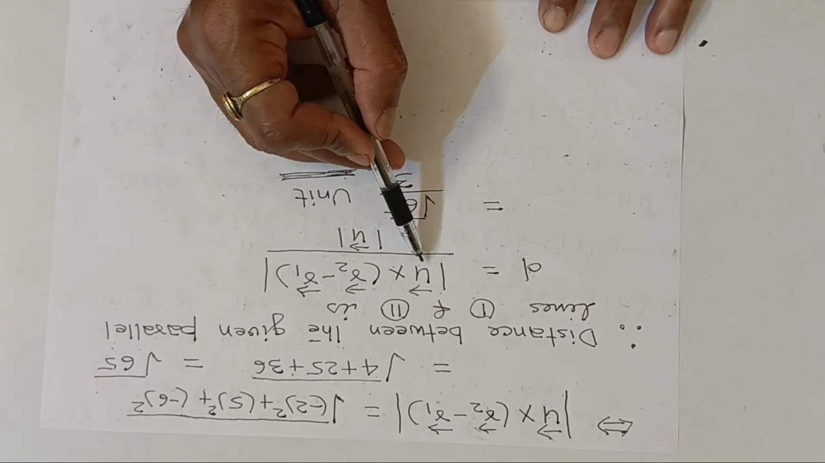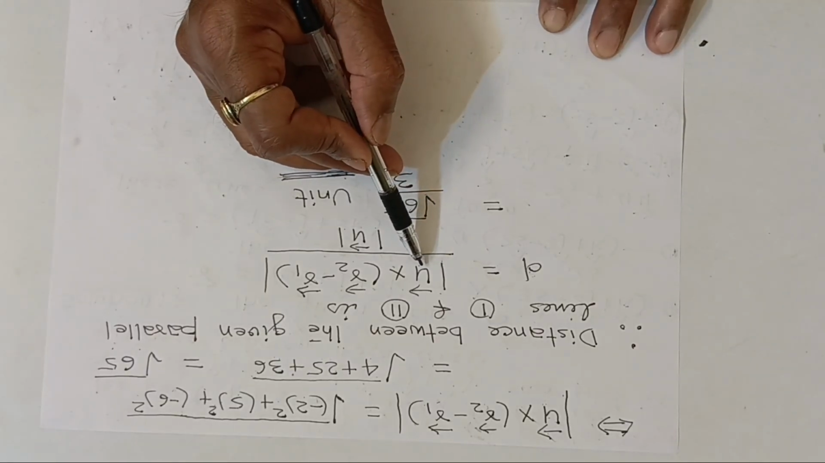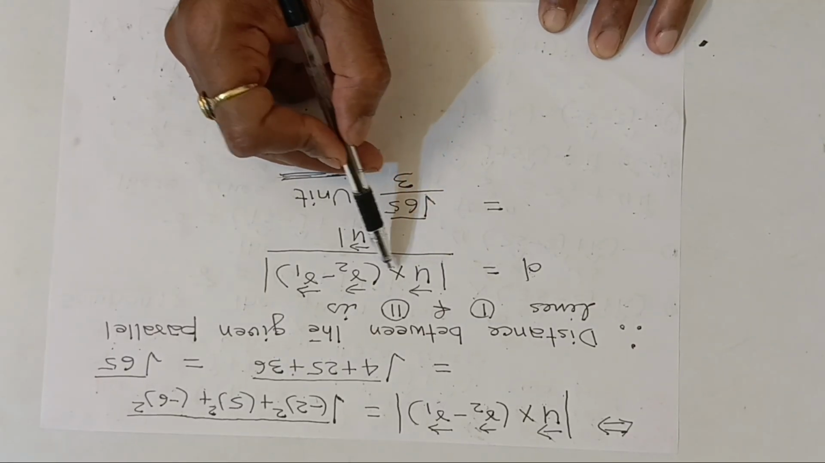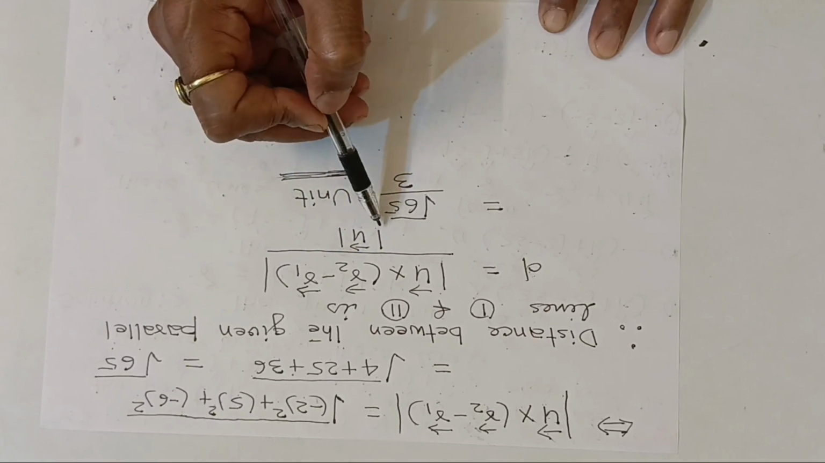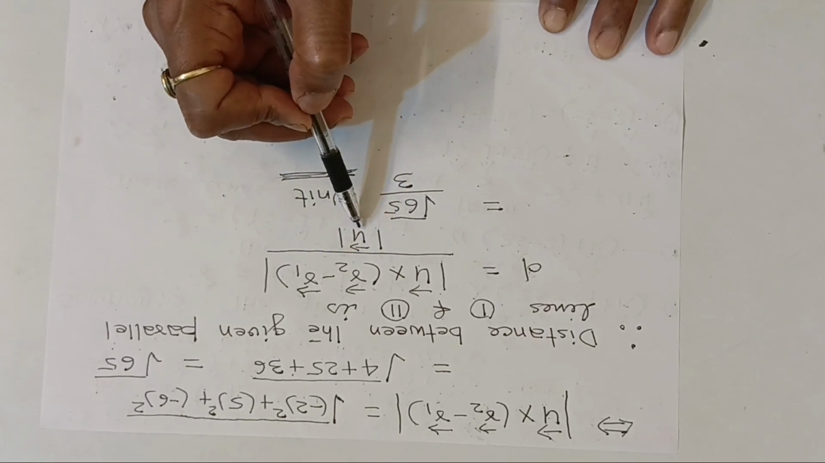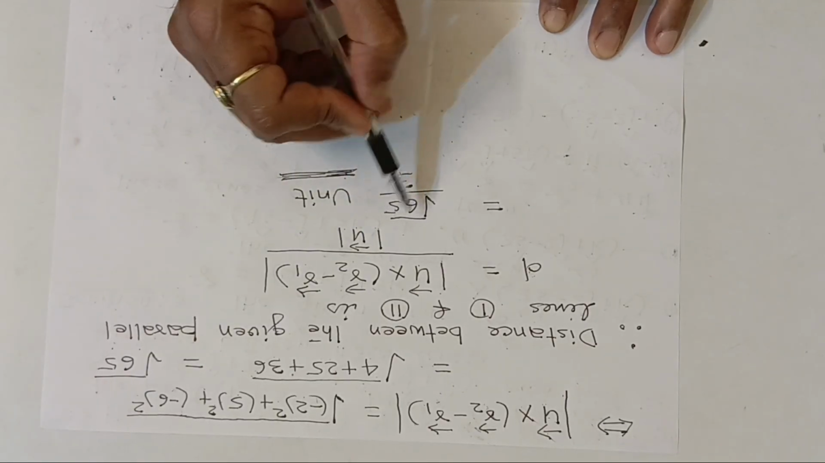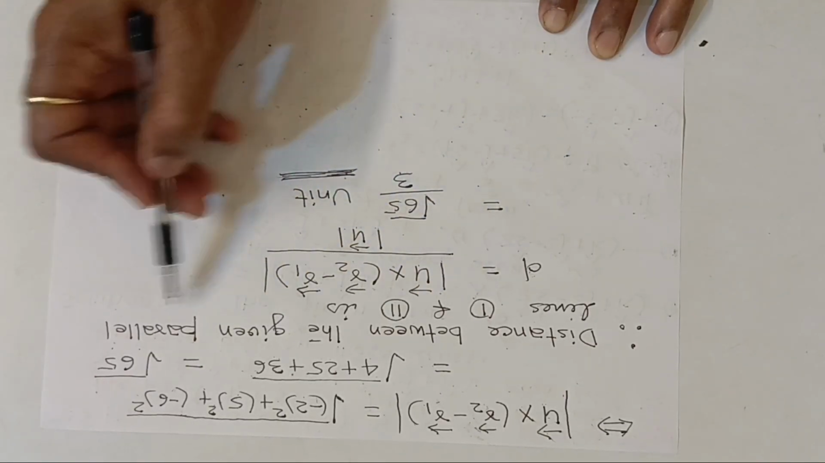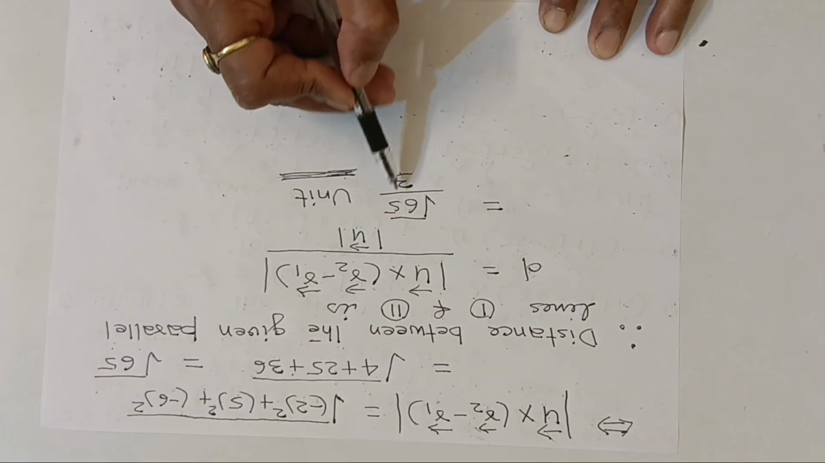Putting in the values, the mod of vector u cross vector r2 minus vector r1 is square root 65, and mod vector u is 3. So hence the distance between the parallel lines 1 and 2 is square root 65 by 3 units.